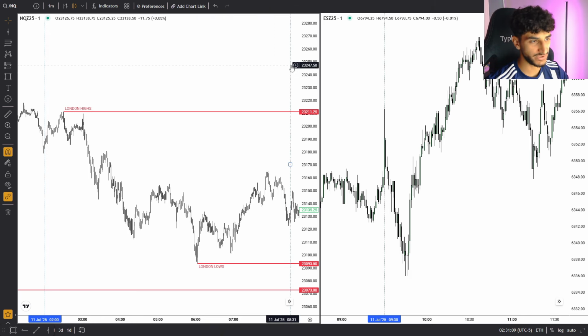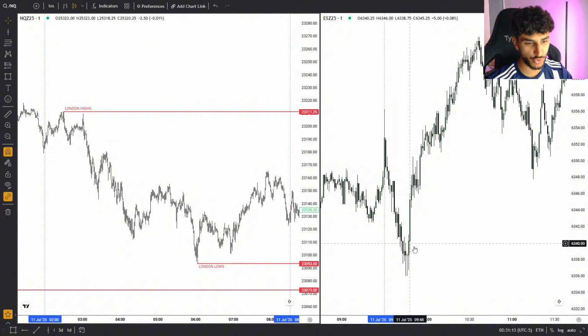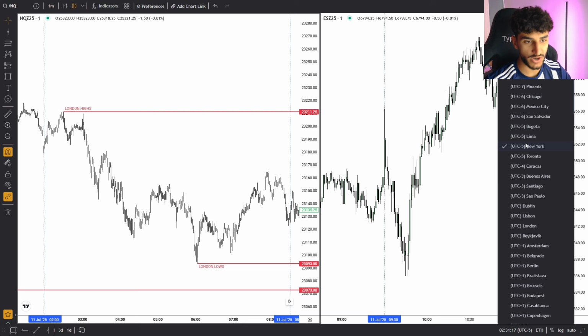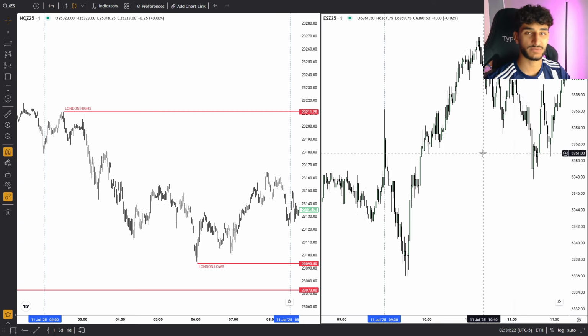all the way to 8:30 a.m. Now, just keep in mind, guys, this is all going to be in New York time. So make sure when you get into your TradingView or any other platform that you use to change your time from not your local time, but rather to the New York time, because everything that I'm going to be referring to time-wise is going to be in New York time.